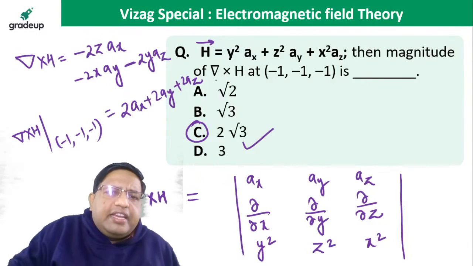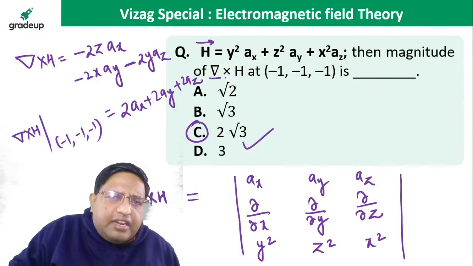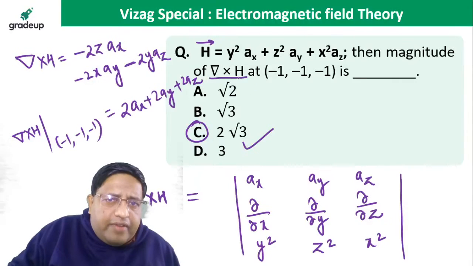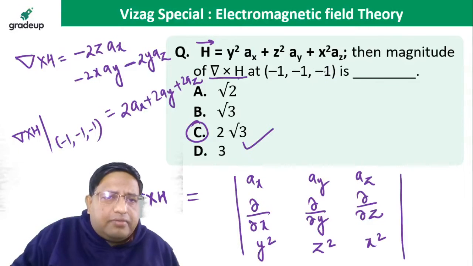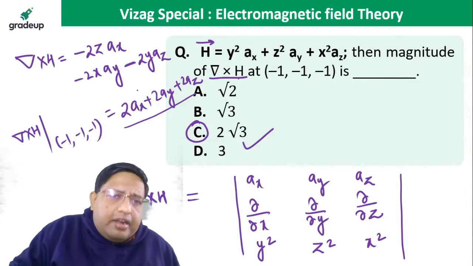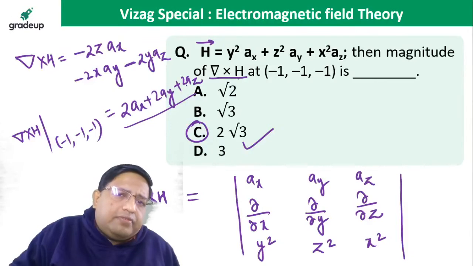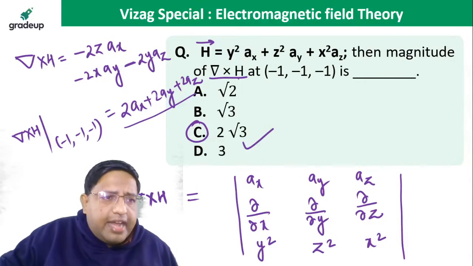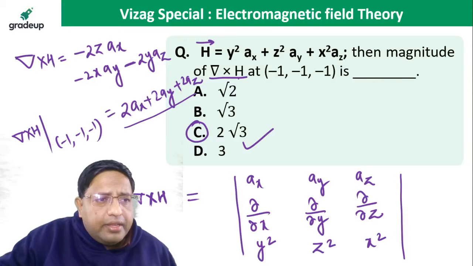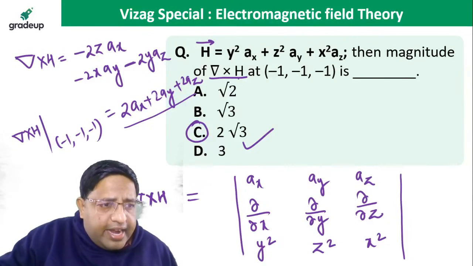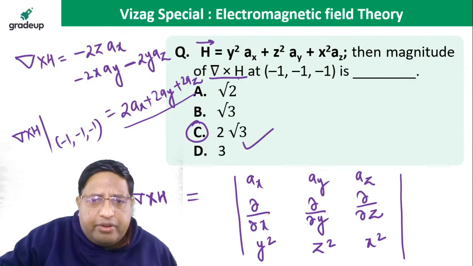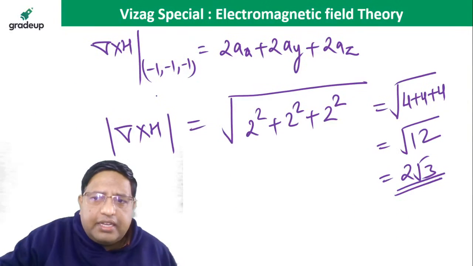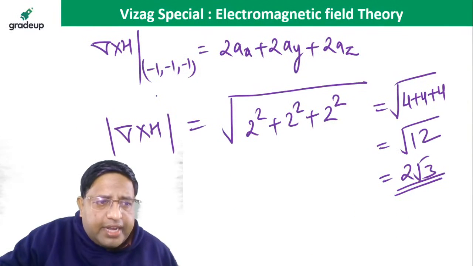Very easy. We have calculated the curl, and with X equal to -1, Y equal to -1, Z equal to -1, we get this vector, and we have to calculate the modulus of this vector. The modulus of a vector is easy to calculate. I think it is very easy. Chandana and Abhijit have given the correct answer. Very good. 2 root 3 is the correct answer.